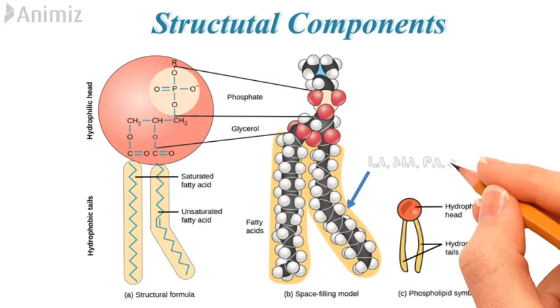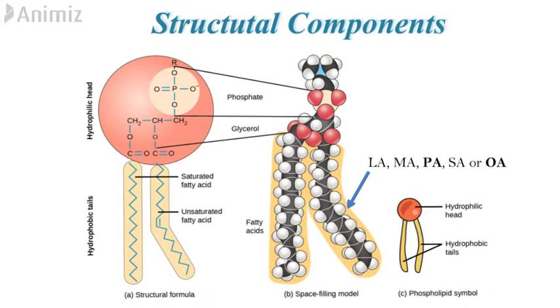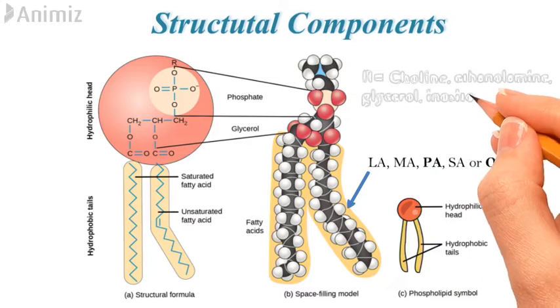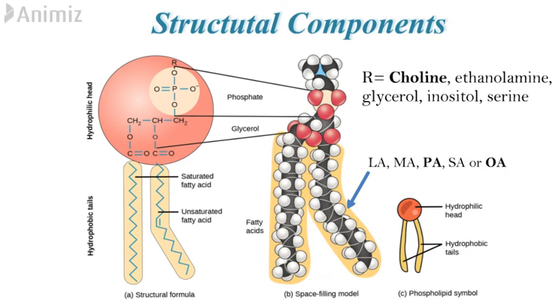Fatty acids can be lauric acid, myristic acid, palmitic acid, stearic acid or oleic acid, out of which palmitic acid and oleic acid are the most common ones. Similarly, the R group of the phosphate group can be choline, ethanolamine, glycerol, inositol and serine, out of which choline is most commonly used.